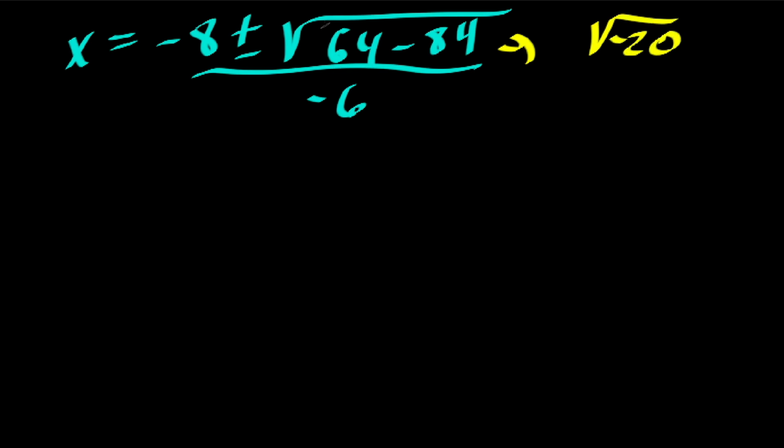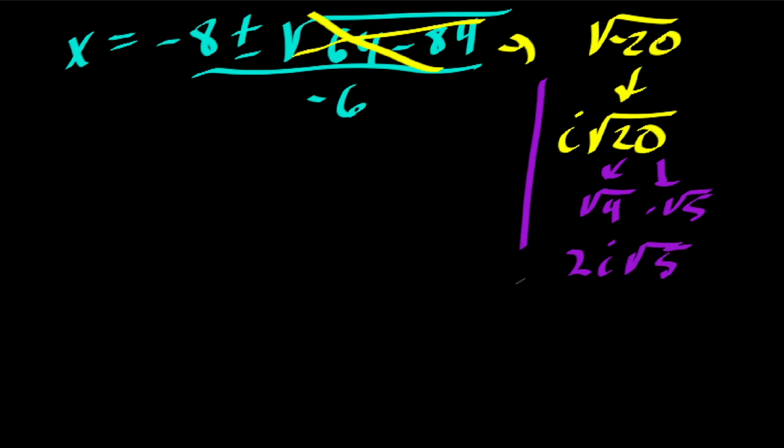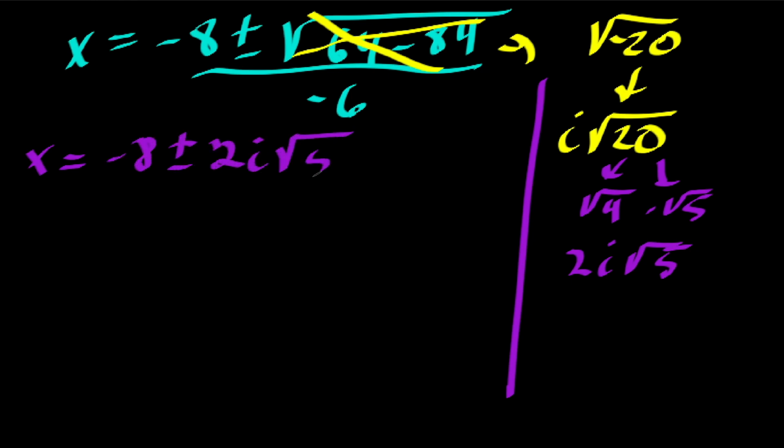Now, what I want to do is break down this radical first, then I can rewrite it. And hopefully you're noticing this radical has a negative under it, so I can take out the negative and replace it with i. Then I can break down what's in the radical. So 20 would break down and give me the square root of 4 times the square root of 5. So this would be 2i radical 5. So now here's what we have. X equals negative 8 plus or minus 2i radical 5 over negative 6.